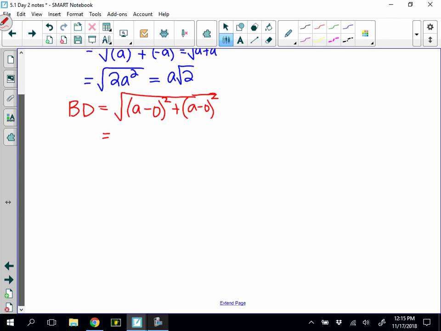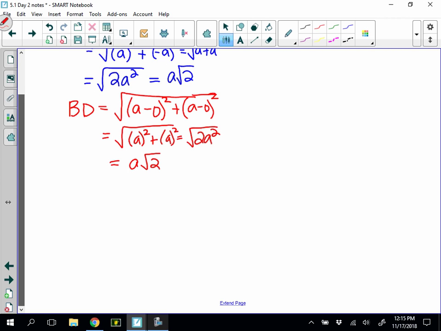I've got a squared plus a squared. And when I combine like terms, I get 2a squared. Notice I'm getting the same thing I got above. So the length of BD is a times the square root of 2. So I've just shown, I can tell these are equal to each other.